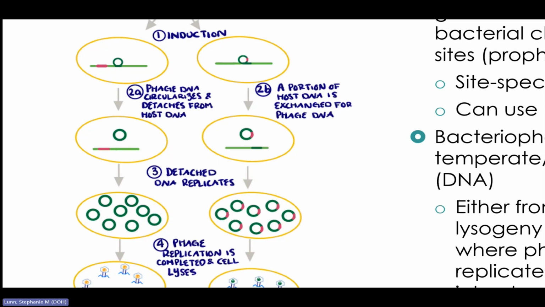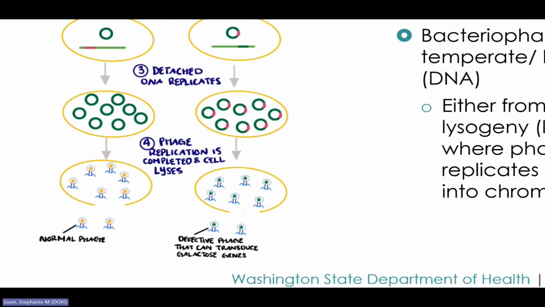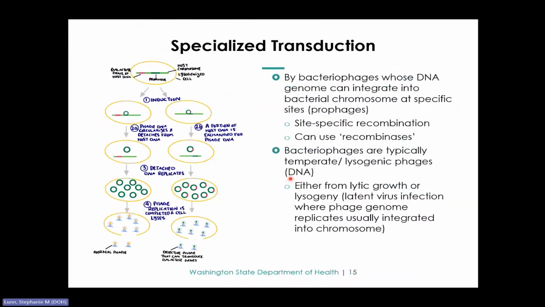for phage DNA. The DNA replicates, forms progeny phages, and this can result in defective phages that can transduce galactose genes. So even though this tends to be a more rare event, this can result in a more efficient transfer compared to generalized transduction.